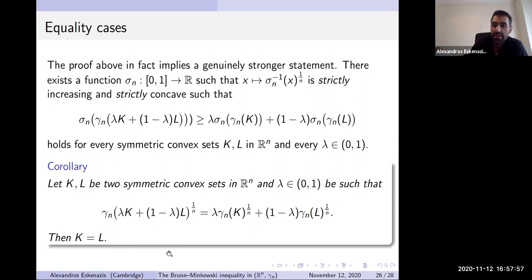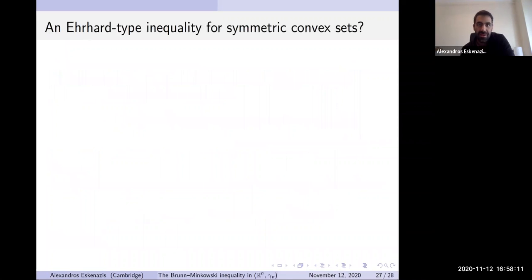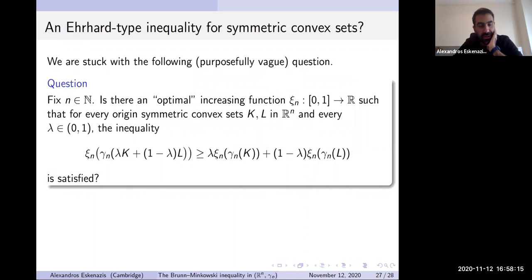So we have trivial equality cases in this inequality, which remember was not the case for Ehrhard and was not the case for Brunn-Minkowski. And the right question is, what does this mean? And in my opinion, this means that we have the wrong inequality. So I want to close with an open question, which I think is very tantalizing.